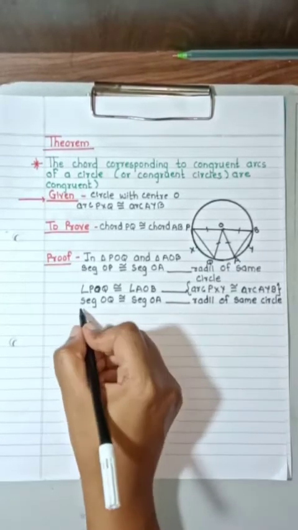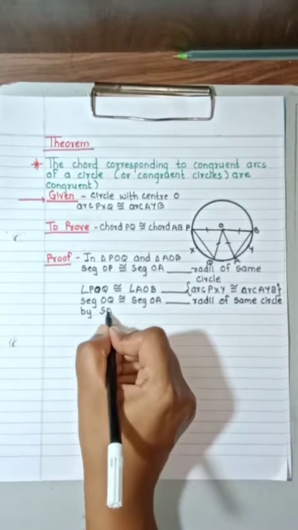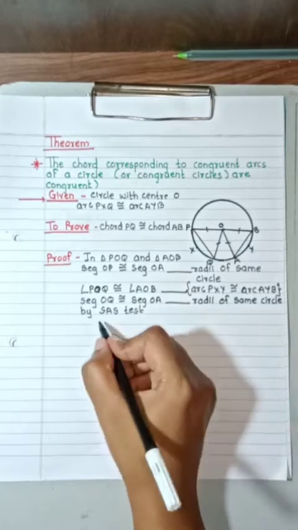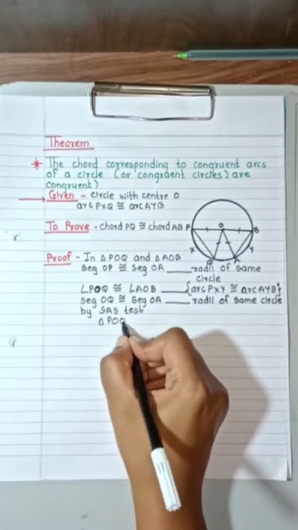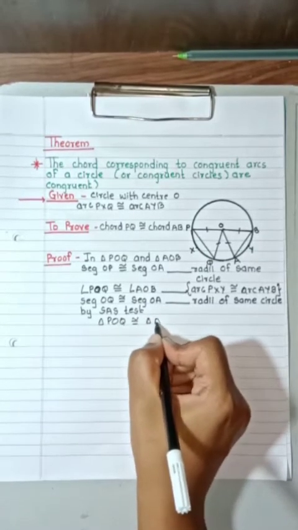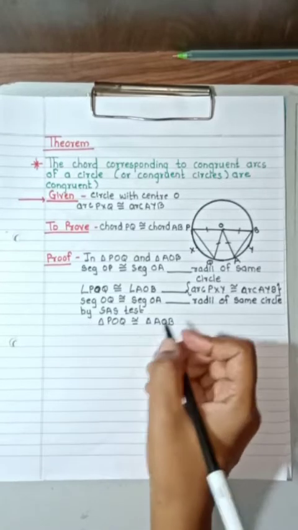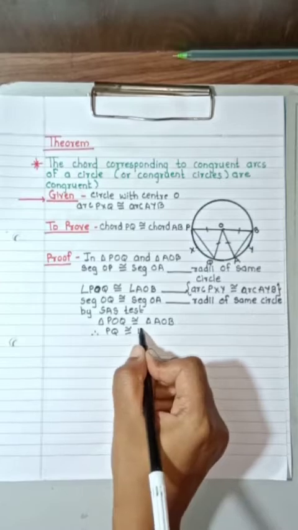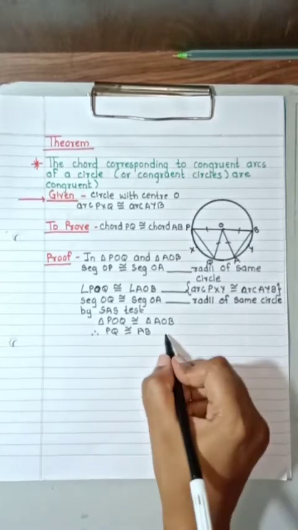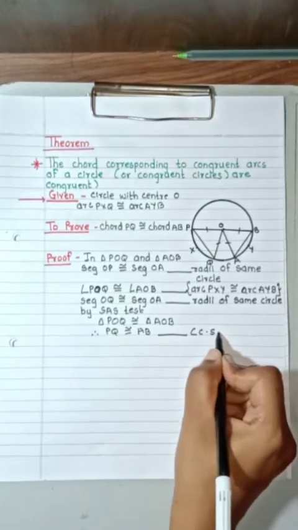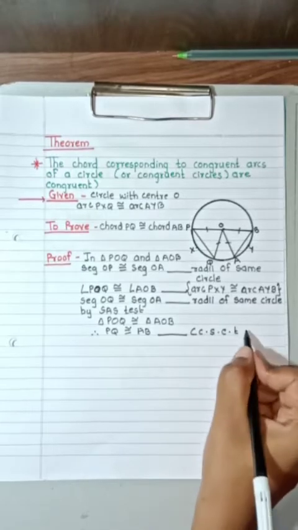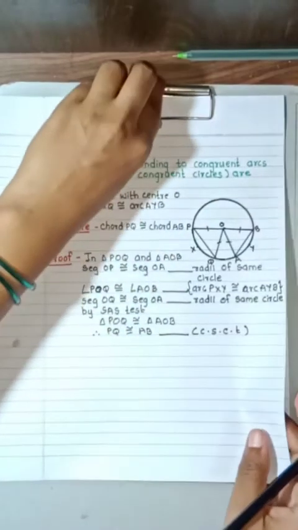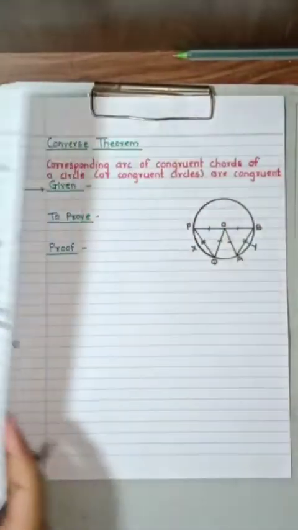Now by SAS test, you can say that triangle POQ is congruent to triangle AOB. Therefore PQ is congruent to AB, and that is by CSCT, that is corresponding sides of congruent triangles. So this theorem was very easy. Now let us see the converse of this theorem.